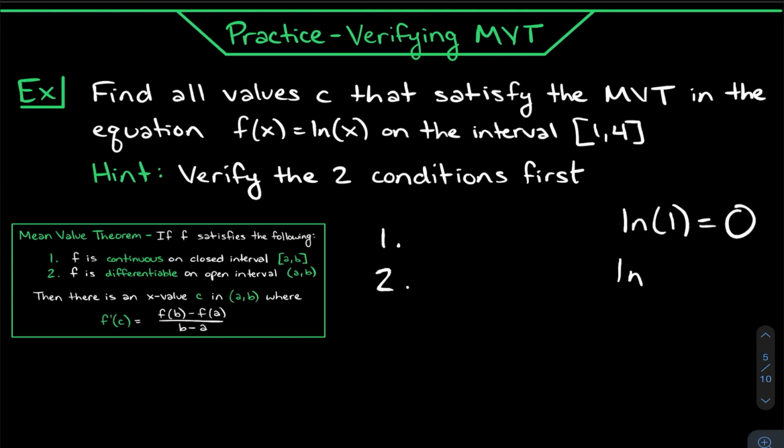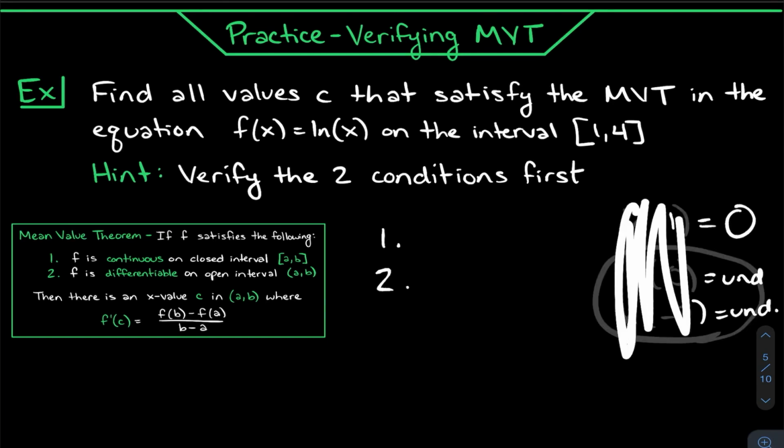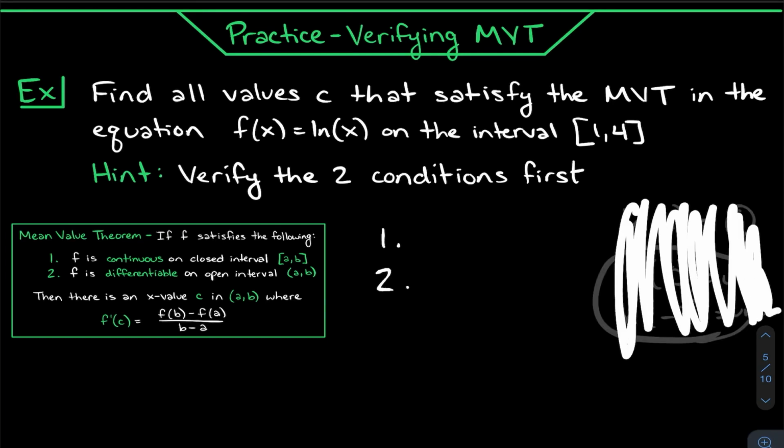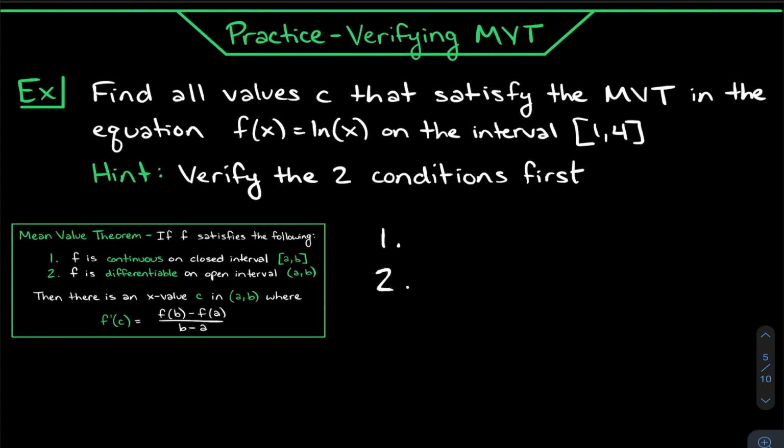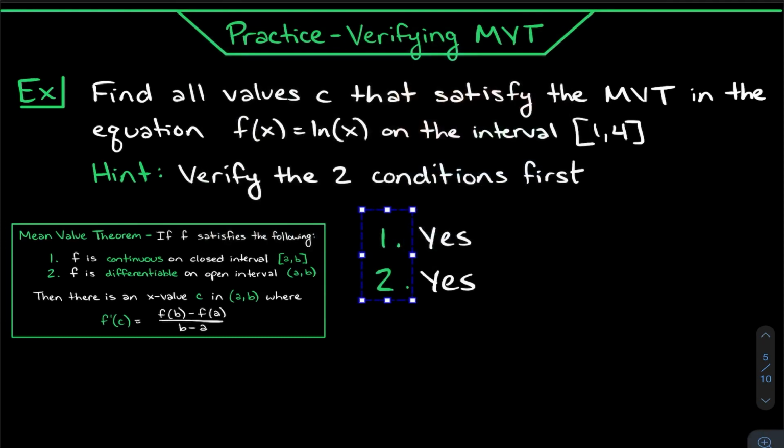It's only when you start getting into natural log of 0 and natural log of any negative number that those things are undefined, right? And that's where natural log starts to become discontinuous and non-differentiable, because you don't get any points there. But we're dealing with natural log of positive numbers here, and so it's going to pass both these tests with flying colors. It's a nice smooth curve.